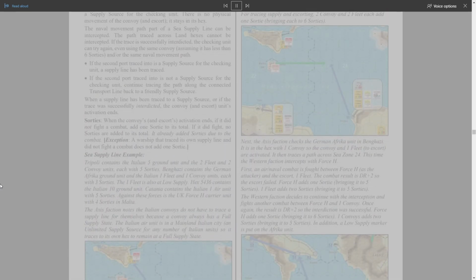a supply source for the checking unit. There is no physical movement of the convoy, and the escort bit stays in its hex. The naval movement path part of a sea supply line can be intercepted. The path traced across land hexes cannot be intercepted.